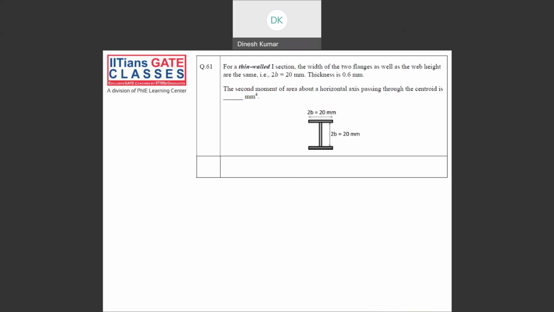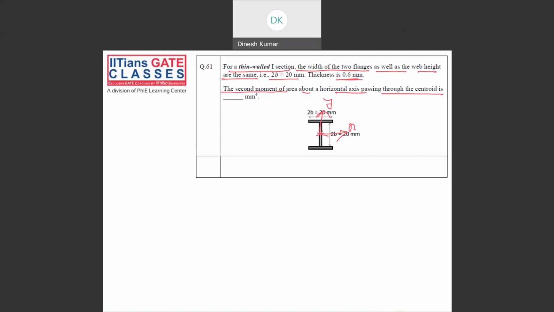In this structures part, the last question, many people made mistakes because they did not do the correct idealization. What is given for a thin walled I section? It is a very simple question from engineering mechanics. The width of the two flanges as well as the web height are equal to 20 mm, and the thickness is 0.6 mm. They ask for the second moment of area about the horizontal axis passing through the centroid. For an I section, the centroid is here; this is the horizontal x-axis, this is y.